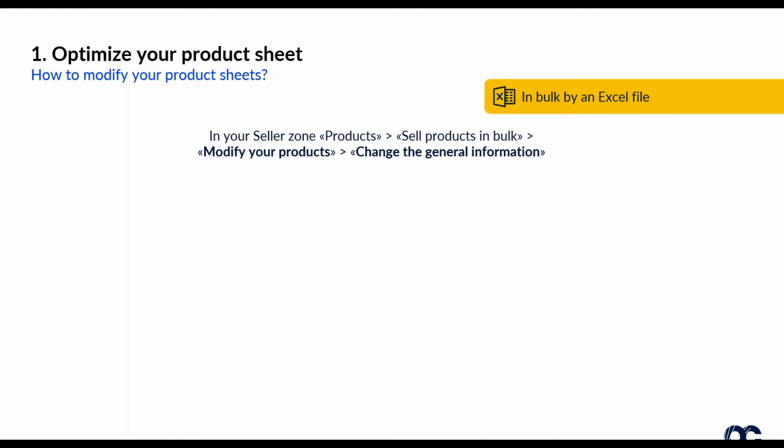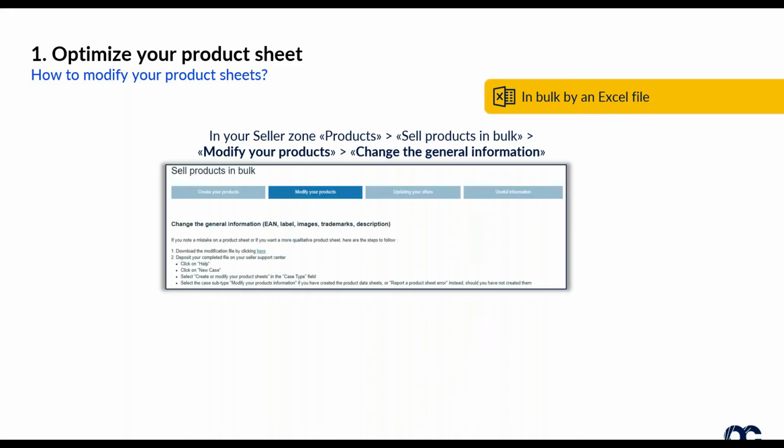For in-bulk modification, you have to connect to your seller zone, click on the Product section, then Sell your products in bulk, and then Modify your products. On this page, you must upload the modification file. Once uploaded, you can directly modify the data in the file. Save your completed file, and then you will have to attach your file in a new request to the seller support. So don't worry, I will explain in a few slides how to open a new request to the seller support.